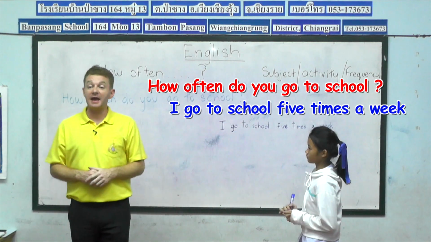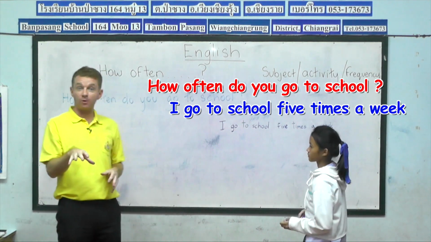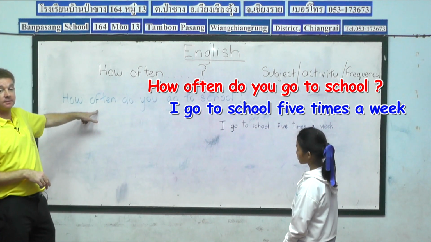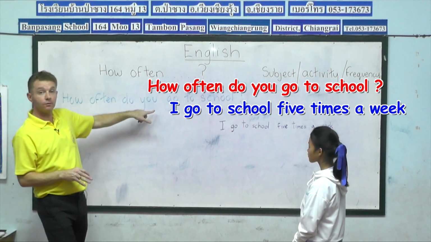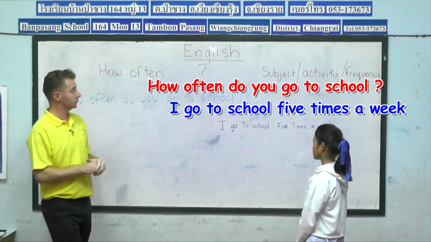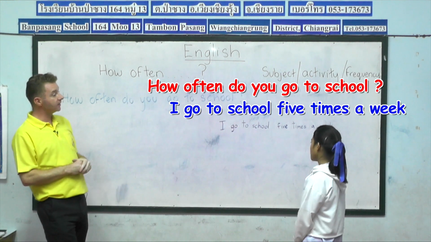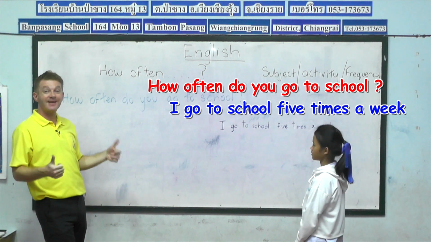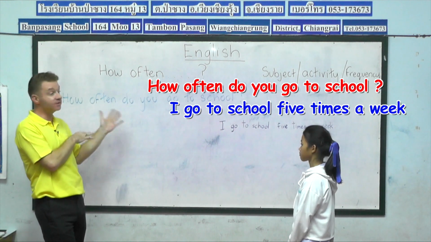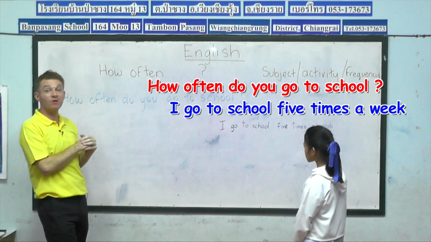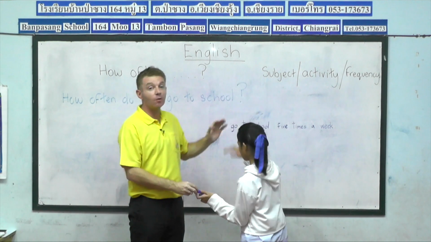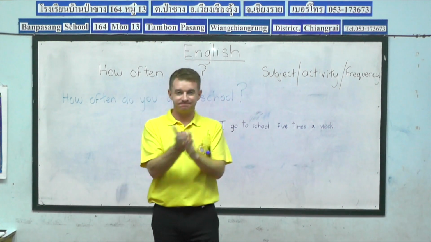Perfect. So ready, guys? Let's all ask Dan a question, and then she can reply. How often do you go to school? And Dan will say, I go to school 5 times a week. Perfect. And that's how we ask the question, how often, and answer based on the frequency. Dan, that was brilliant. High five, and a big round of applause for Dan, please, guys.